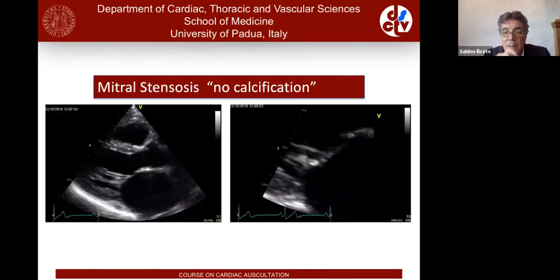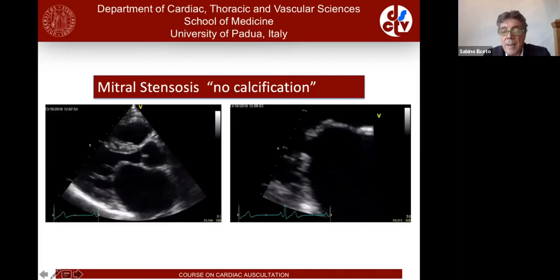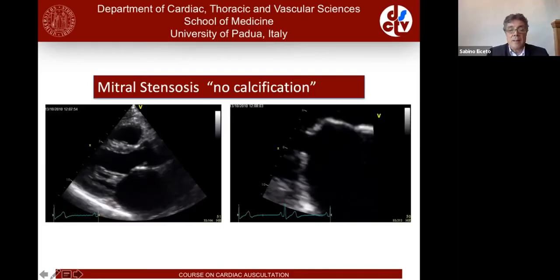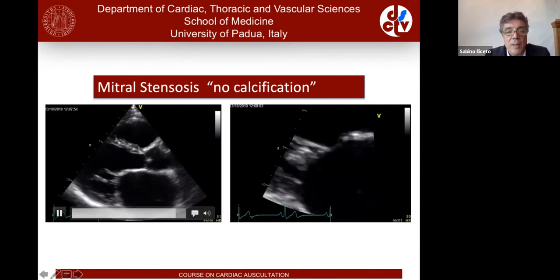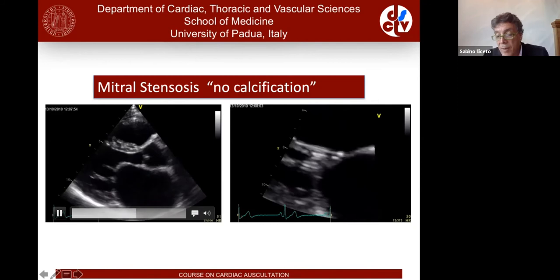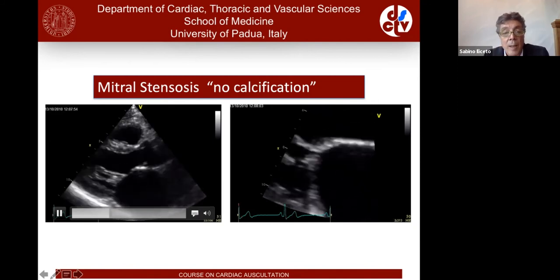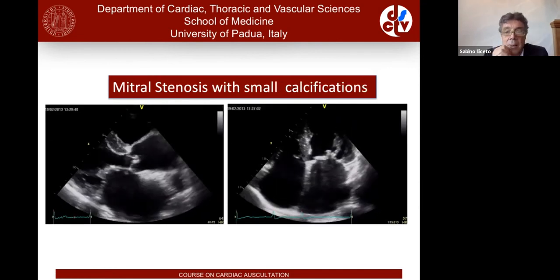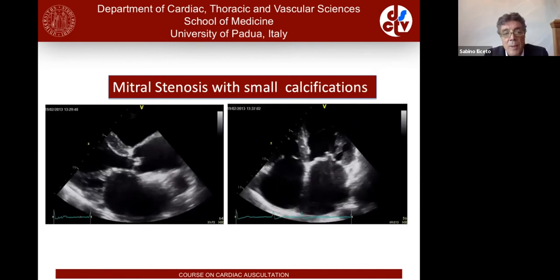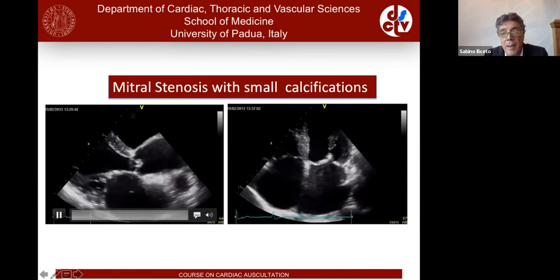So this is an example of mitral stenosis with echocardiogram. Those who know echocardiography can appreciate that the valve leaflets are thickened. In this other example, we have leaflets that are more thickened than in the other one, some small calcium areas and a big left atrium.